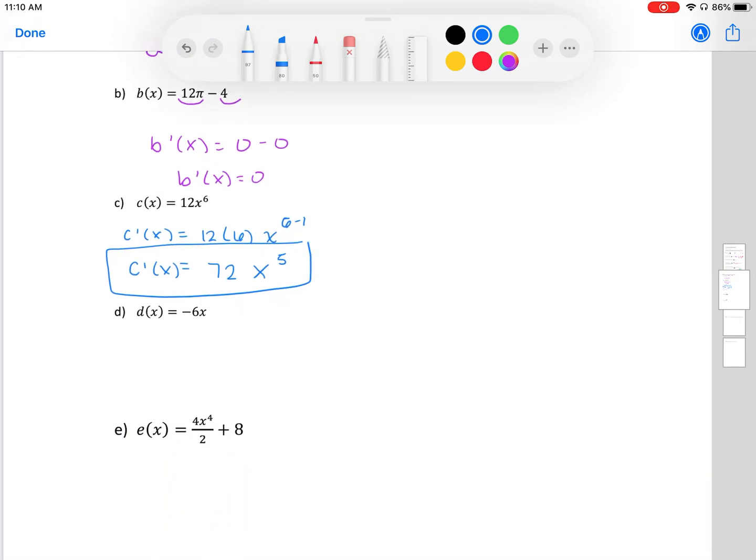D. Okay, so let's take the derivative of this one. Just like before, I want to think of this as x having an exponent of 1. So I want to bring my exponent down so that I have negative 6 times 1, and then subtract 1 from my exponent, so that I have negative 6, and then I have x to the 0 power. Well, x to the 0 power is just 1. So our derivative is actually just negative 6.